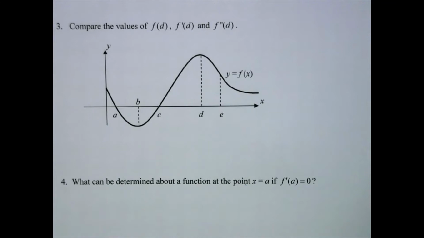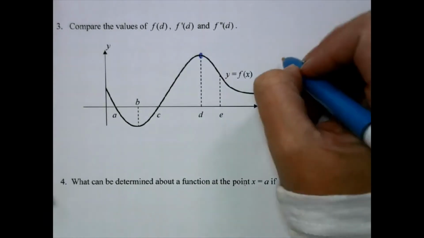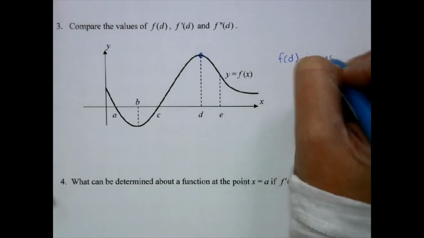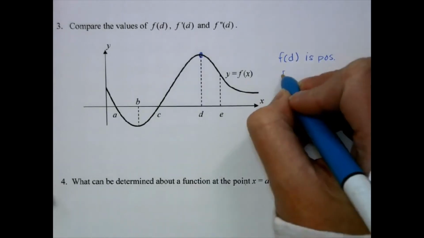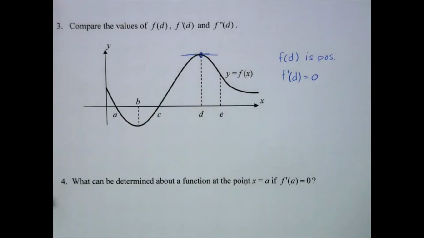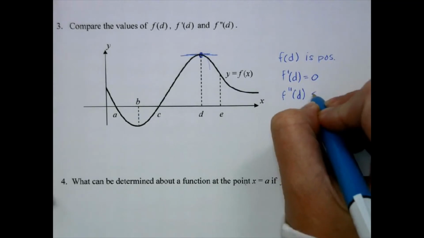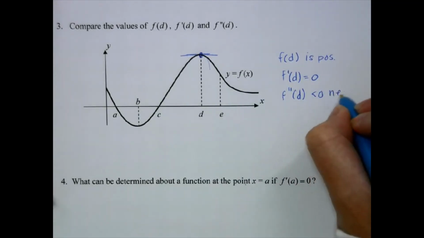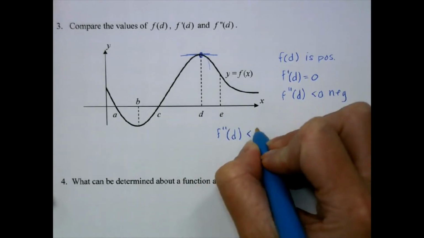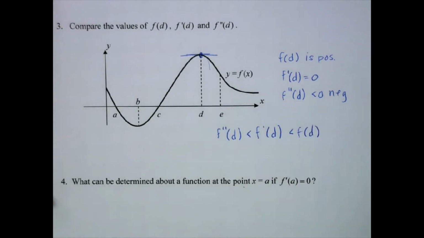Okay, compare the values of f of D, f prime of D, and f double prime of D. Well, f of D is positive. F prime of D is 0, because the tangent line there would be 0. And then since it's concave down, the second derivative is less than 0, or negative, which means f double prime of D is less than f prime of D, which is less than f of D.